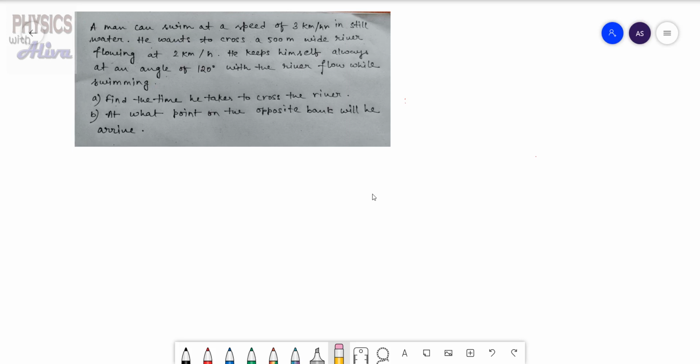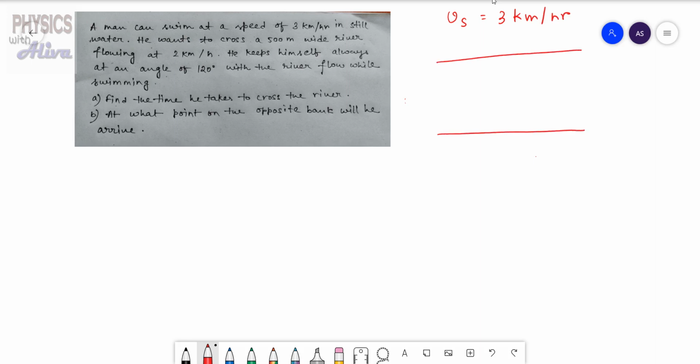Okay, now start today's problem. At first read the problem. A man can swim at a speed 3 km per hour in still water. So the velocity of swimming Vs is equals to 3 km per hour in still water. He wants to cross a 500-meter wide river.